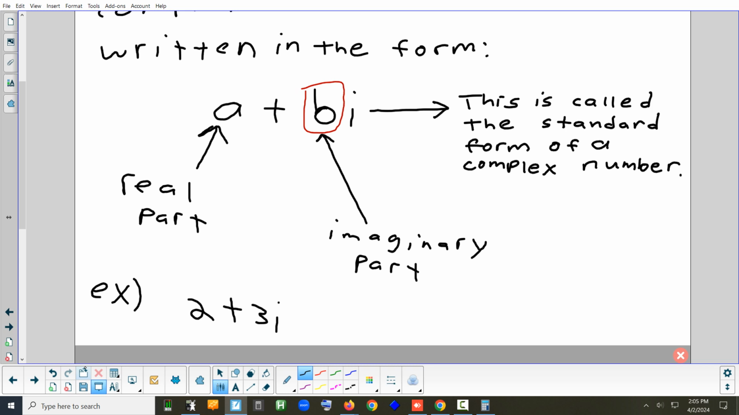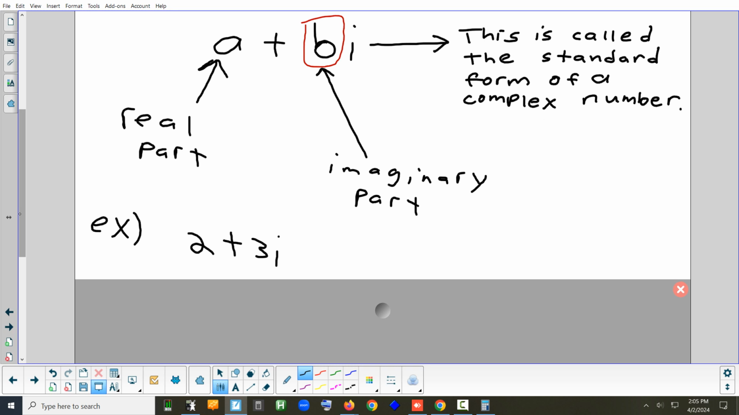Okay, so there's an example of a complex number. 2 plus 3i. Using the information above, what is the real part in that 2 plus 3i? Well, it's 2, yeah. And what specifically is the imaginary part? 3, yeah. So the real part is 2, and the imaginary part is 3.